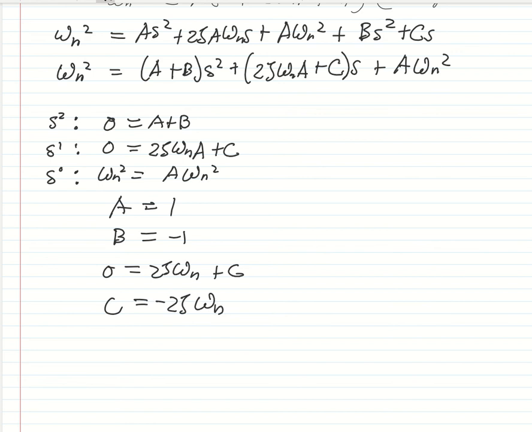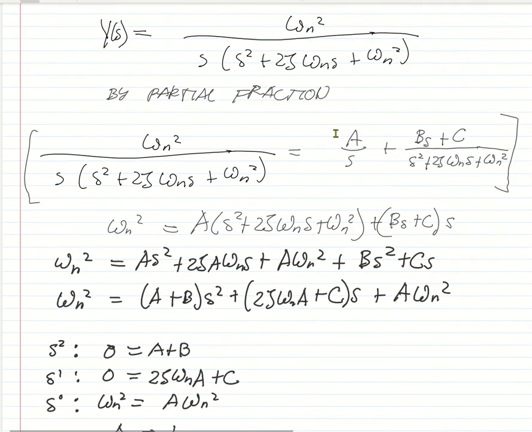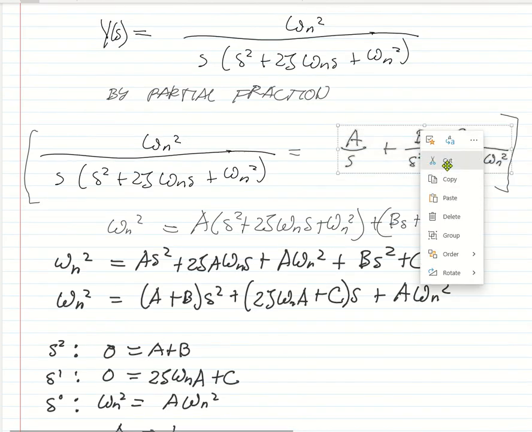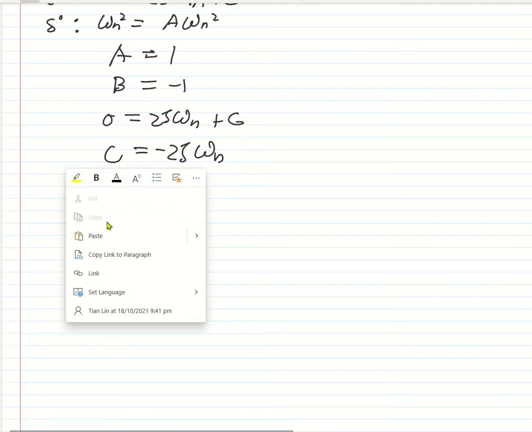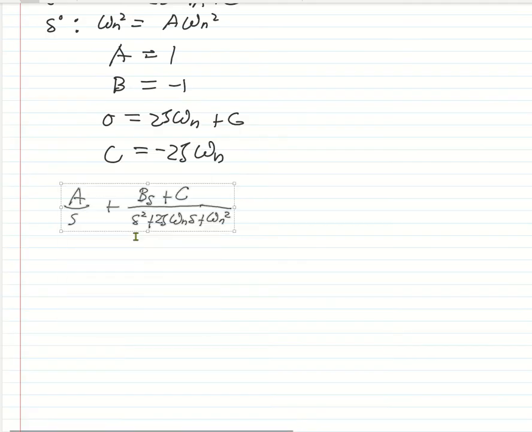So we now solved the three constants A, B, and C. Then we can go back here. We can copy this and substitute the values for A, B, and C. And this will be our new transfer function here. So our A is 1, so this will be 1.